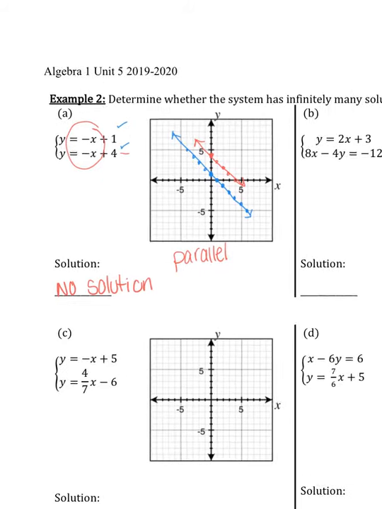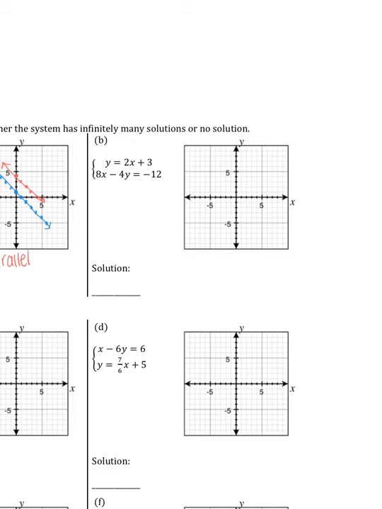All right, let's look at example B. So the first equation, we're good to go. So I'm just going to go ahead and graph that. So I go to 3 and I go up 2 and over 1. And then I'm also going to go down 2 and over 1. Again, I don't know where these are going to hit, so I'm going to do as many points as possible.